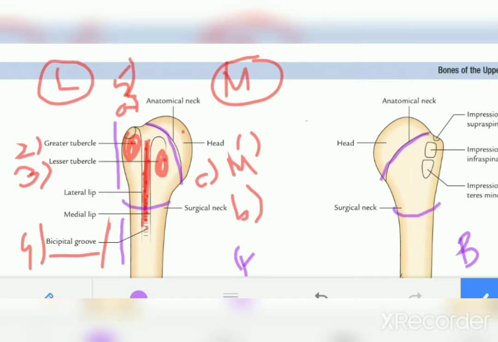Then come to the morphological neck. The morphological neck is not clinically so significant, but we have to know a little about it. The morphological neck lies in between the anatomical and surgical neck, just like this manner. This is the morphological neck. How can it be identified? The morphological neck lies 0.5 centimeter above the surgical neck. And what is its significance?